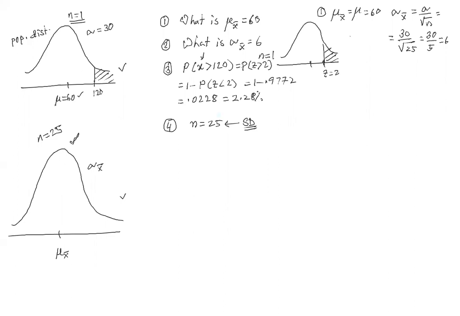So n is 25, which means we are talking about the sampling distribution, which is this one, that has mean mu sub x bar and standard deviation sigma sub x bar. So we want to find out the probability that a randomly selected person spends more than 66 minutes, okay? So we know that this is 60 from here, right? Mu sub x bar, 66 minutes.